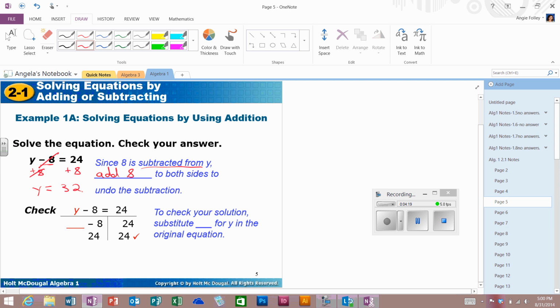Now I'm going to check that answer by substituting 32 in for y. So 32 minus 8 is 24, so that was the correct answer.